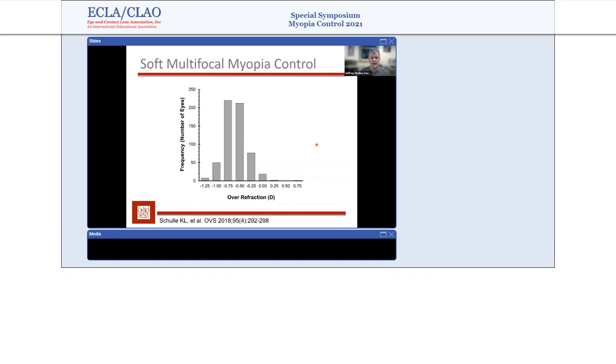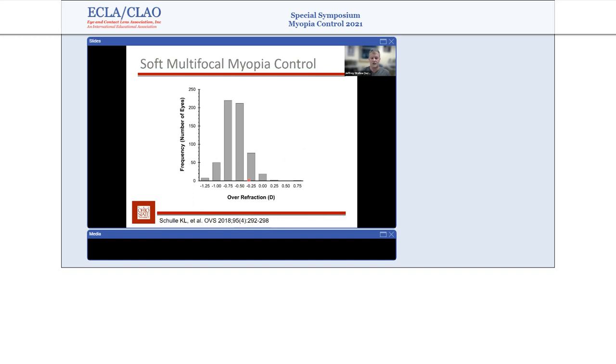In our particular study, again, we fit the Biofinity Multifocal D contact lens in both eyes with the 250 ad. And when we did that, we found that if we put the contact lens on the eye using the distance prescription from the manifest refraction, so we took the manifest refraction, vertexed it for spectacle lens distance, and then took the spherical equivalent of that and put that on the eye, the kids needed an overrefraction in order to provide best vision.